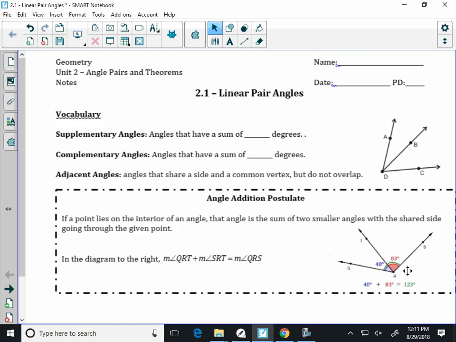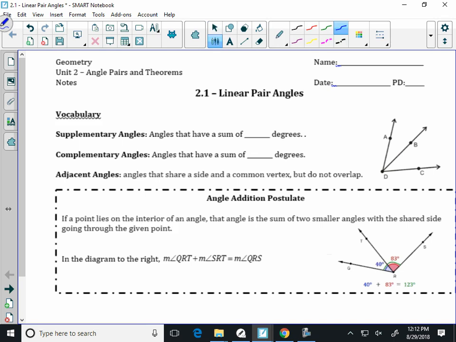So what we're going to talk about today is a special type of angle pair. They're called linear pair angles. Before we can dive into what linear pair angles are, we have to talk about some important vocab. And some of these vocab words you've probably heard of before.